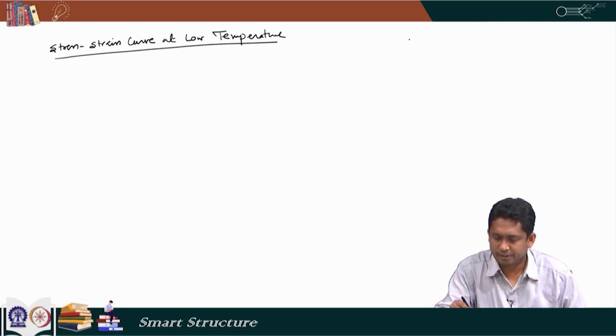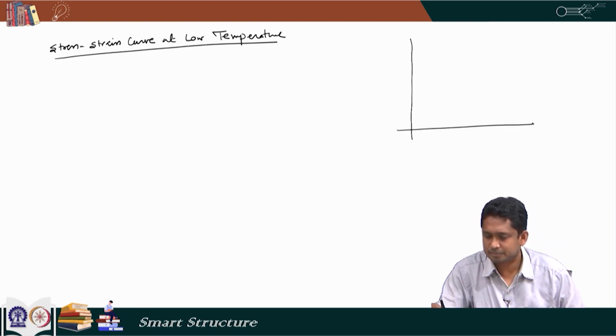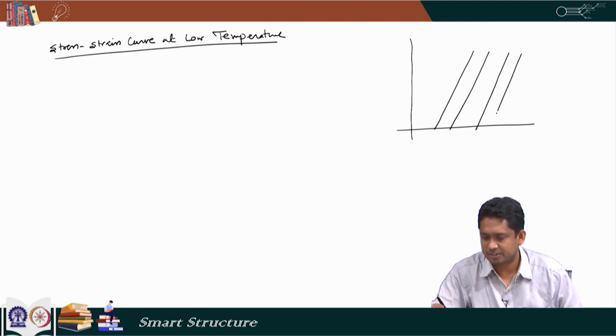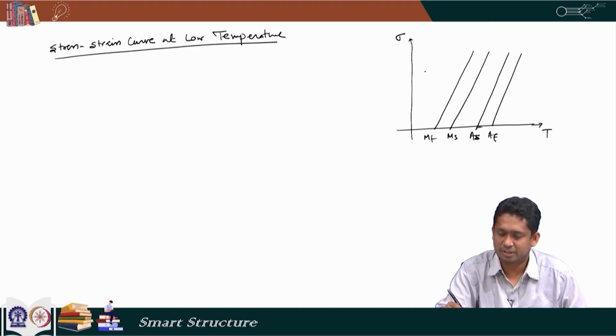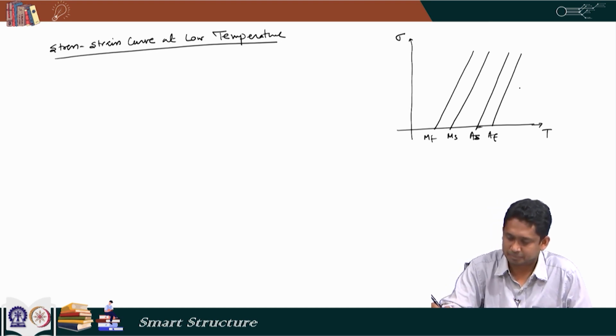Now, again we are familiar with this diagram, the characteristic temperatures for shape memory alloys vary with stresses. And this is MF, MS, AS and AF, and we know that in this region we are martensite, in this region it is austenite.